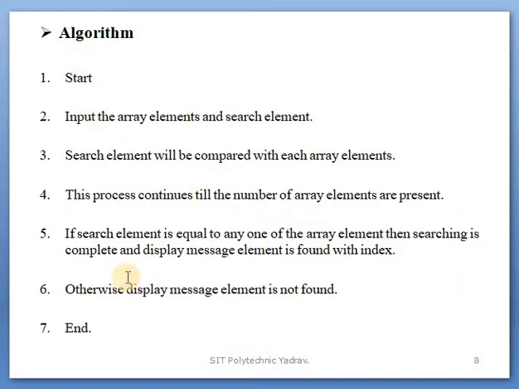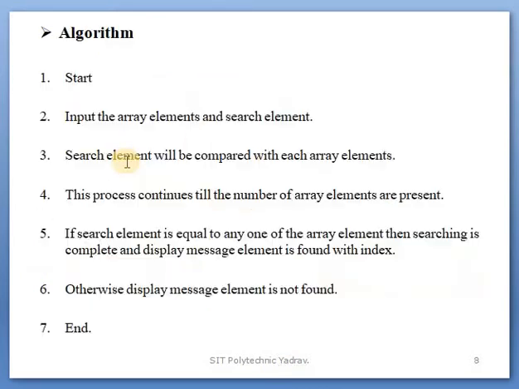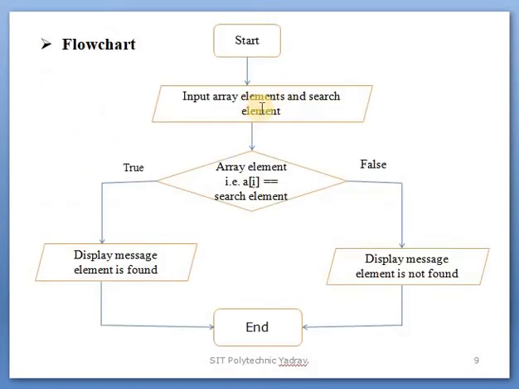Now the algorithm is shown using a flowchart. Start, then input the array elements and the search element. After that, the array elements, that is A of i, 0 1 2 3 4, are compared with the search element. If true, display the message element is found. If the condition is false, the output will be the message element is not found. After that, end means stop your program, means your problem is solved. Clear? This is the flow chart.